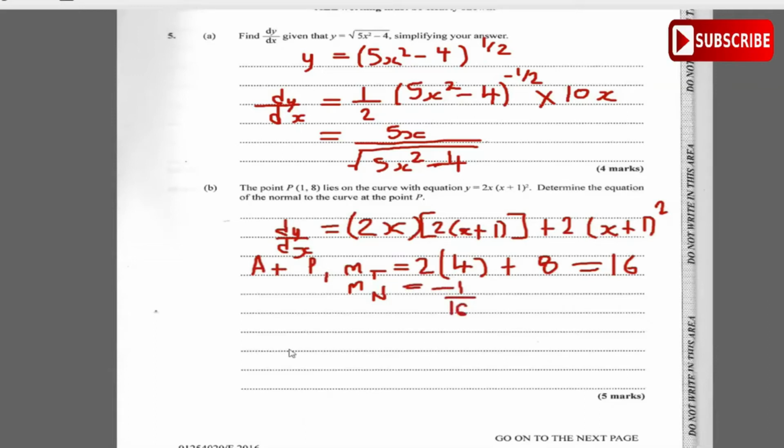So that's now the gradient of the normal. So then what's the equation of the normal? The equation of the normal at P is then y minus the y value at P, which is y minus 8. That's equal to the gradient of the normal, which is minus 1 over 16, times x minus the x value at P, which is x minus 1. That's the equation of the normal at P. Nice and easy.